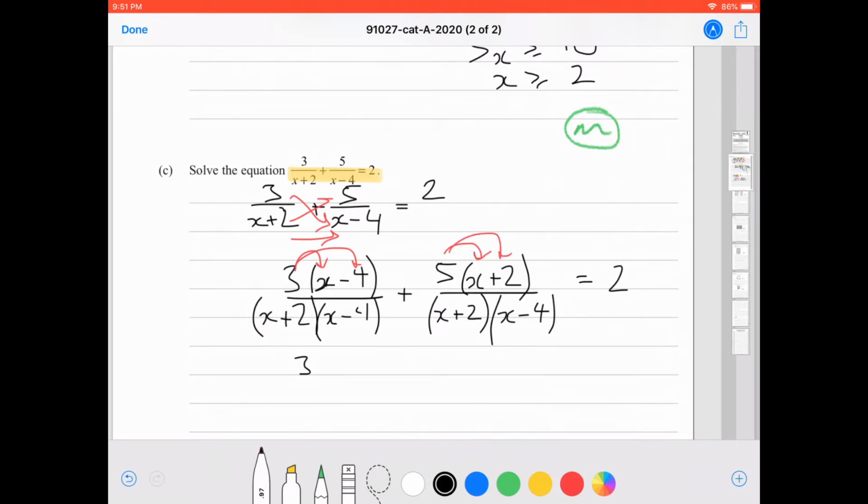we've got 3x minus 12 plus 5x plus 10, and this is all over, and let's expand our denominator, x squared, plus 2x minus 4x is minus 2x, and minus 8, once again that equals 2.